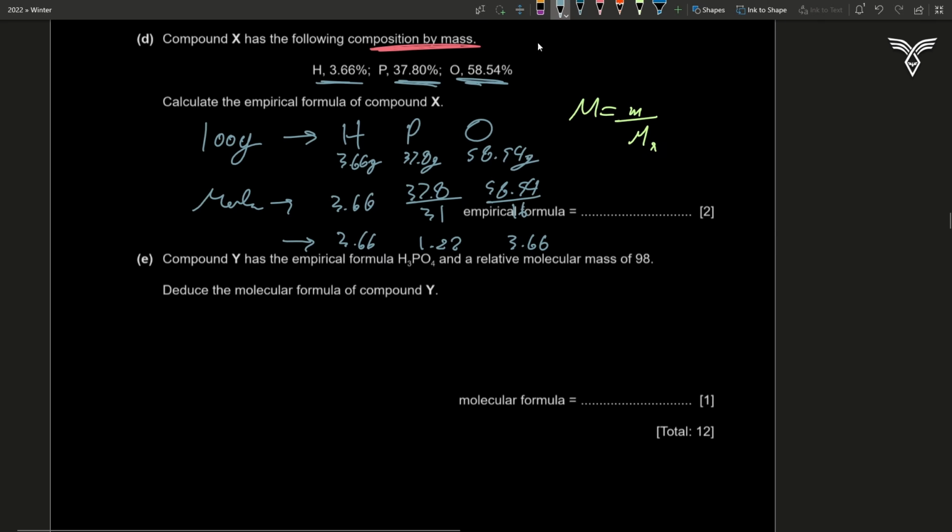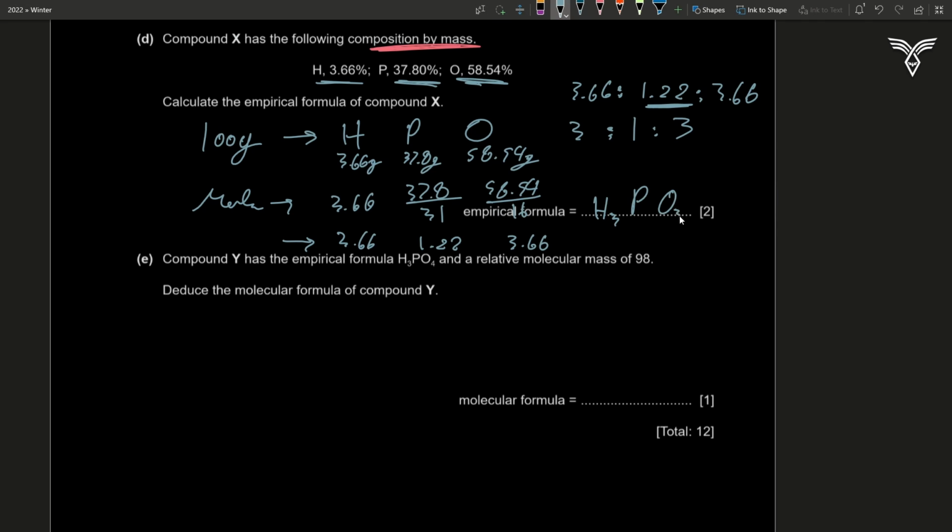حلو. جاي هنا بقى وابدأ حساباتي الصح. 3.66 to 1.22 to 3.66. divide by the lowest value 3.66 over 1.22، ونفس الايديا دي على كله. 3.66 over 1.22 هيكون ب 3، 1.22 over itself هيكون ب 1، 3.66 تاني، 3 تاني. فالامبيريكال فورم هتبقى ايه؟ 3 to 1 to 3، يبقى هيبقى 3 hydrogens 1 phosphorus و 3 oxygens.